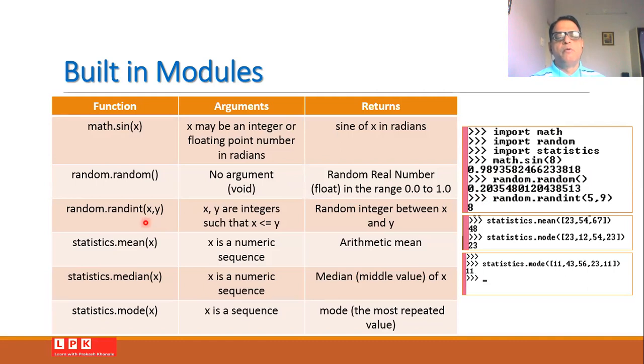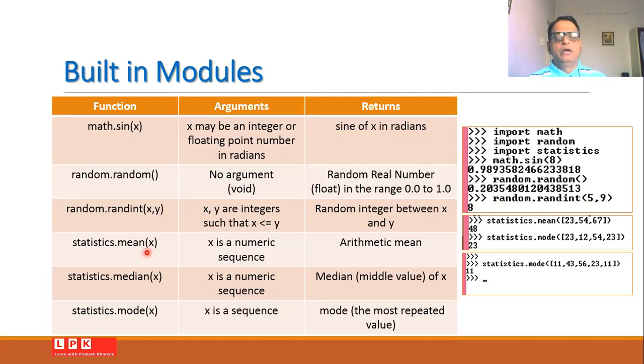Random integer (x, y), where x and y are integers, such that x is less than or equal to y. In that case, the random value will be generated in the range of x and y, or between x and y. Say for example, if I write random.randint(5, 9), then a random value will be generated in the range of 5 to 9, that is 8. Again, if I execute this function one more time, then I may get another value.